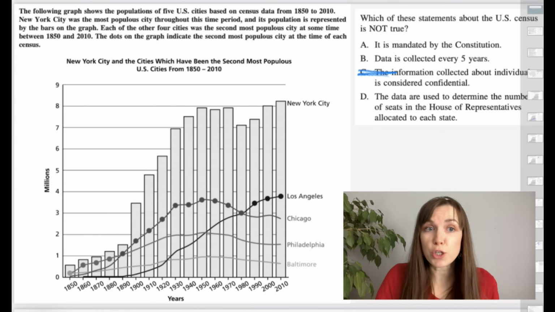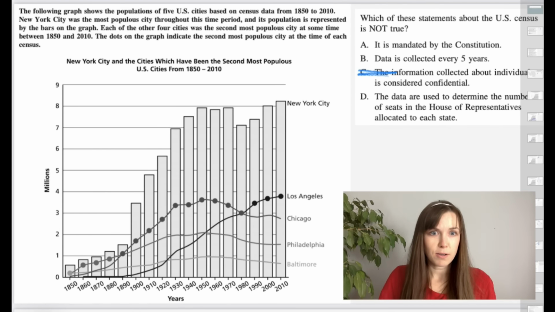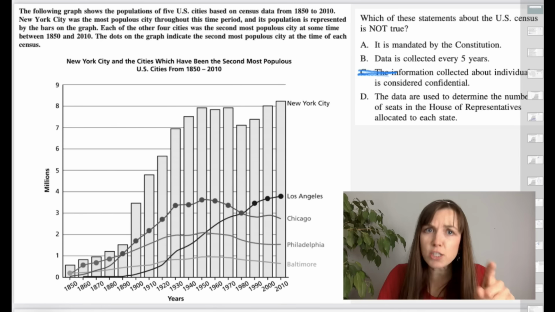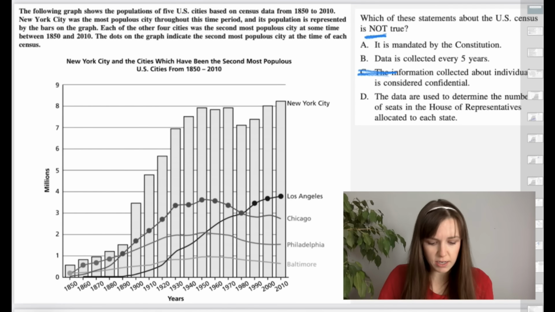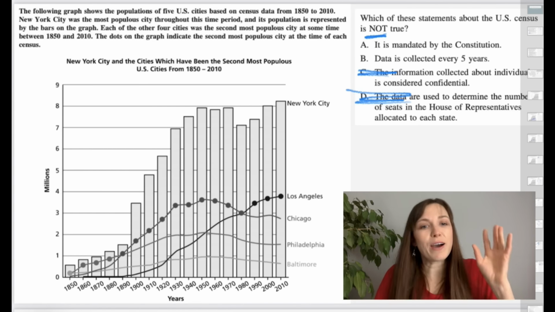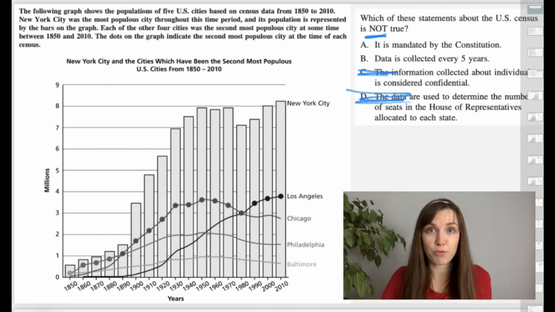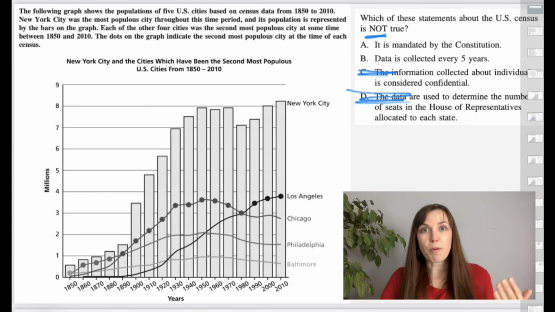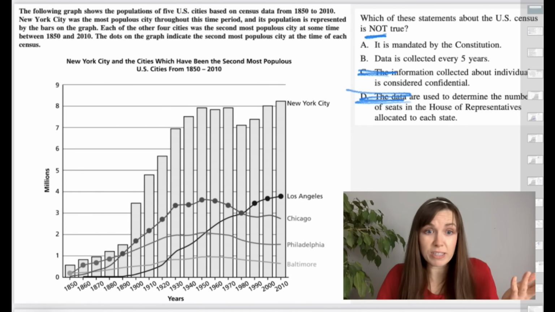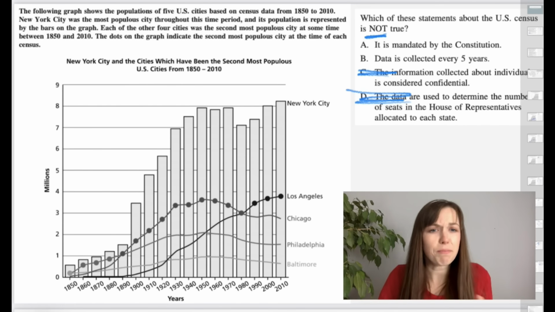D, the data are used to determine the number of seats in the House of Representatives allocated to each state. Okay, now this one you should know. That is true, and because it says up here "not," D is not it. Our House of Representatives is based on population, right? If your state has a larger population, then you'll have more representatives. If your state has a lower population, then maybe you'll just have one or two. Super important for you to know that. Now remember, Senate, every state gets 2, no matter the size. So that means we're left with A and B.